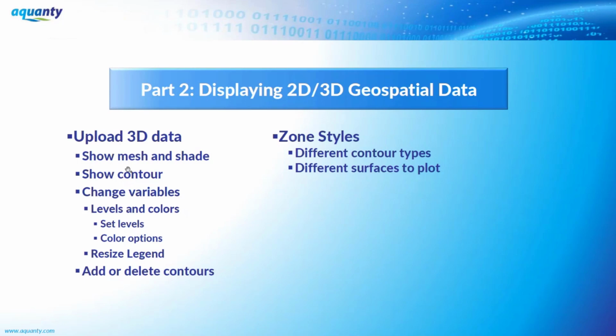You can just look at your mesh. Shade will show you the volume of the model, without any variables shown, only the 3D figure of it. Show contours, and then within the contours, we can show variables and change colors, show legend, show contour lines, different contour lines, go through zone styles and show you how to change zone styles.